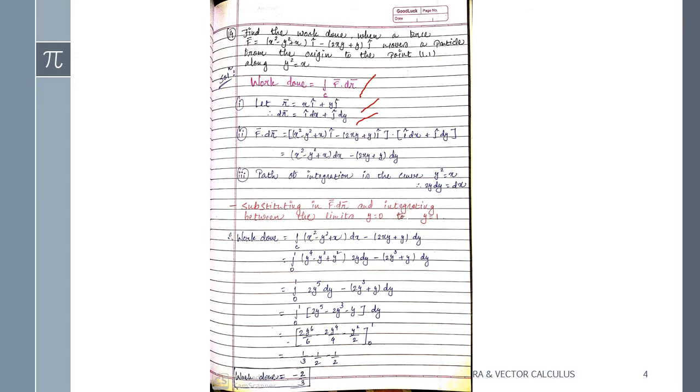So f और dr लिखो यहाँ पे और do the simplification of these both the terms. So you may get this one. Now third step, you have to apply its path of integration, right? So the path of integration is given here, y square equals to 4x.